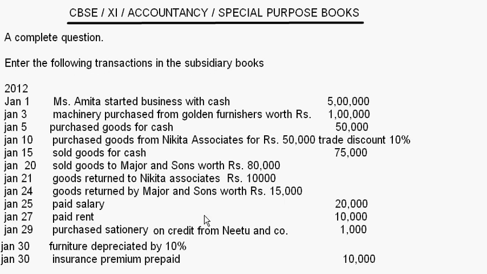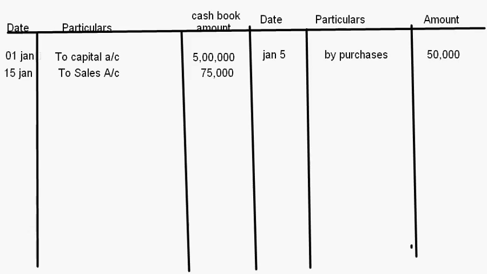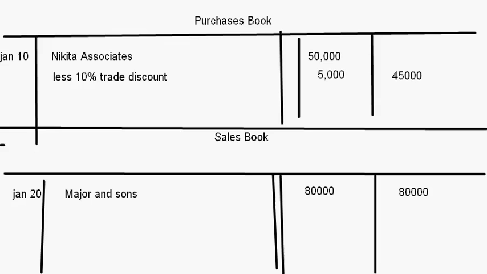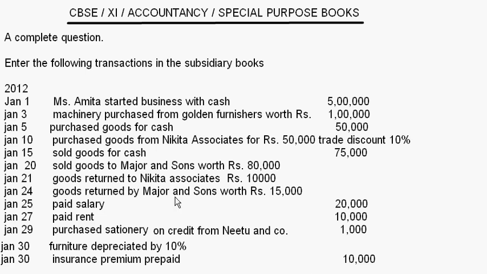Then, goods returned by Major and Sons worth rupees 15,000, January 24th. Sales return, January 24th. Here I'll have Major and Sons return goods worth, returned goods worth 15,000 rupees.